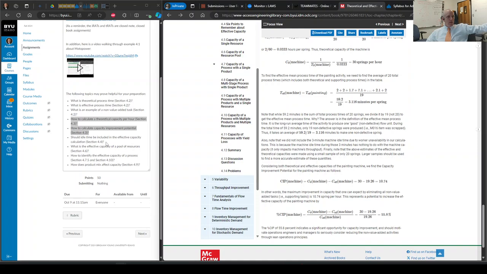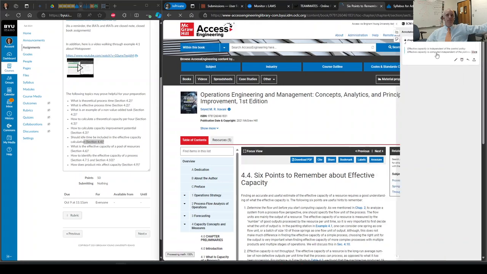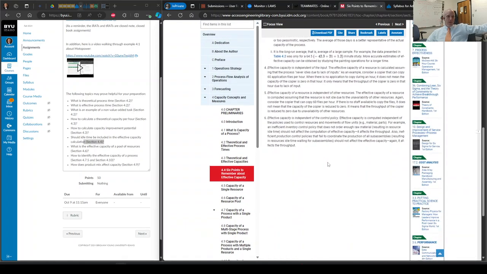Next couple of questions. We have section 4.4. I'll go to the 4.4 section. Should idle time be included in the effective capacity calculation? Let's look at that. I love these 6 points, by the way, but I'm just going to highlight one here for the IRAT and the TRAT.